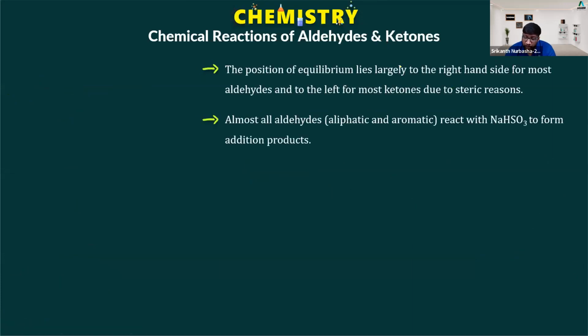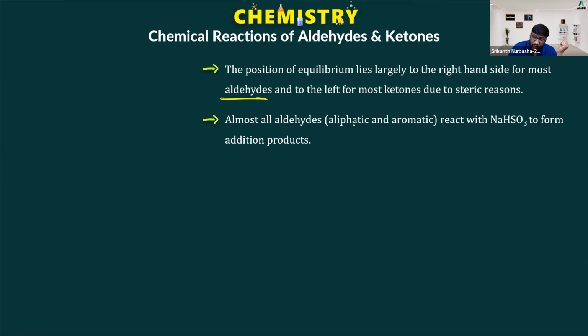And the position of equilibrium lies largely to the right hand side. For aldehydes, the position of equilibrium lies largely to the right hand side, whereas if you take ketones, the equilibrium lies mostly to the left hand side. Why? Ketones are less reactive. Why? Due to steric repulsions, because NaHSO3 is not a simple group. It is also a bulky group. And if the alkyl groups are heavier ketones, they will not react with NaHSO3. Only methyl ketones can react.